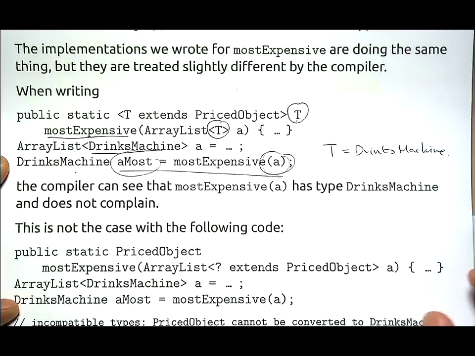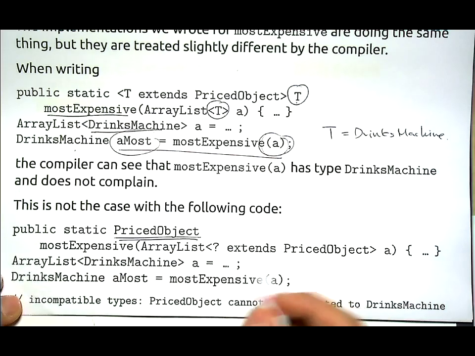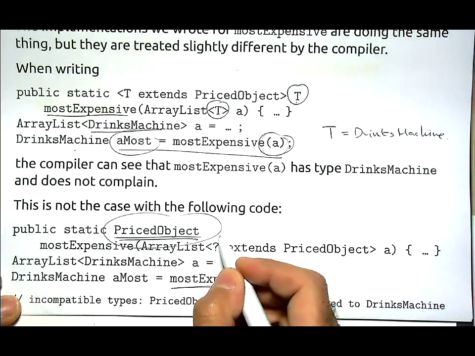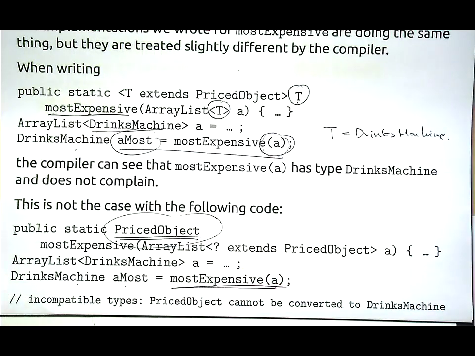On the other hand, if I give it this code, it will see that what it expects as output is a Priced object. So it will definitely complain, because this method will return a Priced object. Priced is a supertype of DrinksMachine. So actually what you're trying to tell me is to downcast. I will complain, I don't want to downcast. So this is a subtlety when we use bound types. Okay.